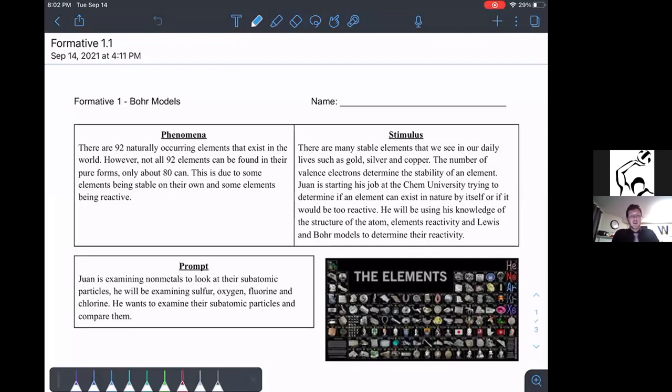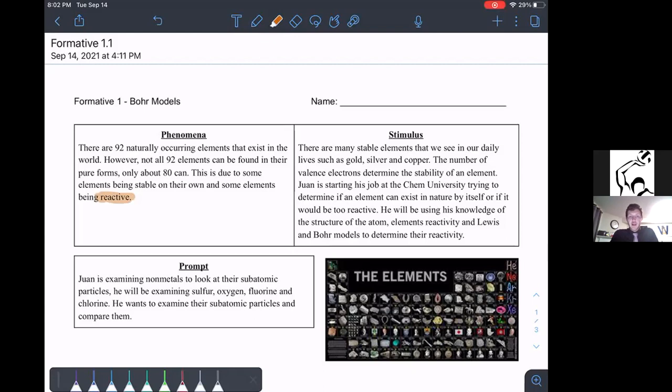For this one, we were looking at the fact that there are 92 naturally occurring elements that exist in the world. However, not all 92 elements can be found in their pure form. Only about 80 of them can. This is due to some elements being stable and others being more reactive. So, that is the overall concept of what we're trying to learn in this unit: some elements are more reactive than others. So we're going to figure out which ones are more reactive and which ones we can find in their pure form.